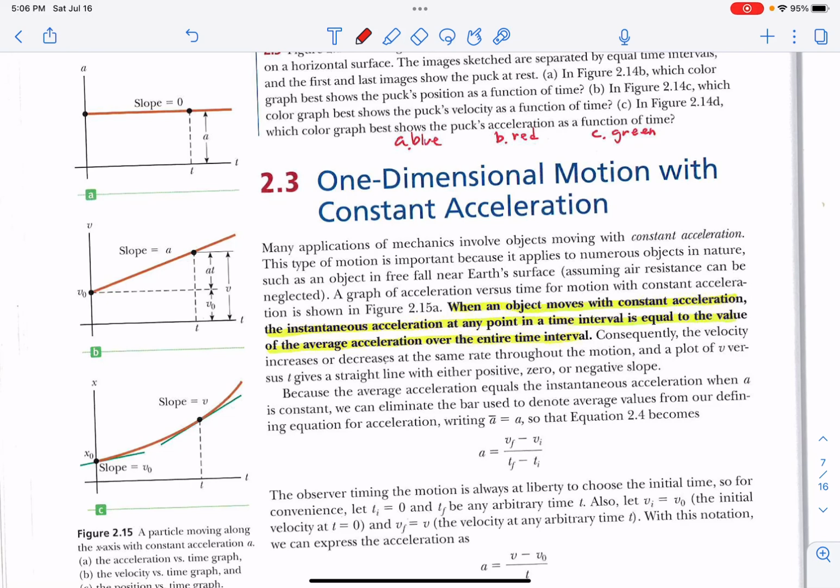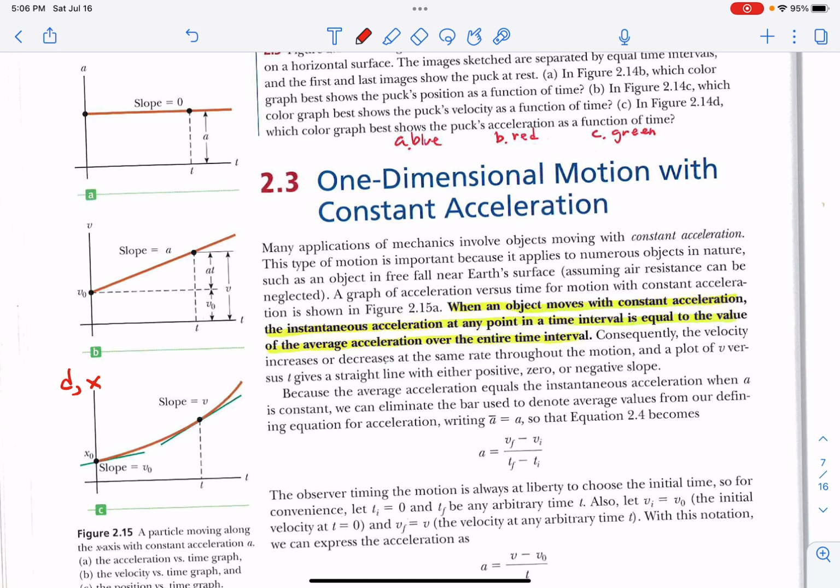This is lesson 2 for chapter 2 in AP College Physics. Let's take a look at these three graphs on the left. Let's begin with graph C. In this particular graph, we have x, sometimes we might use the letter D for displacement.